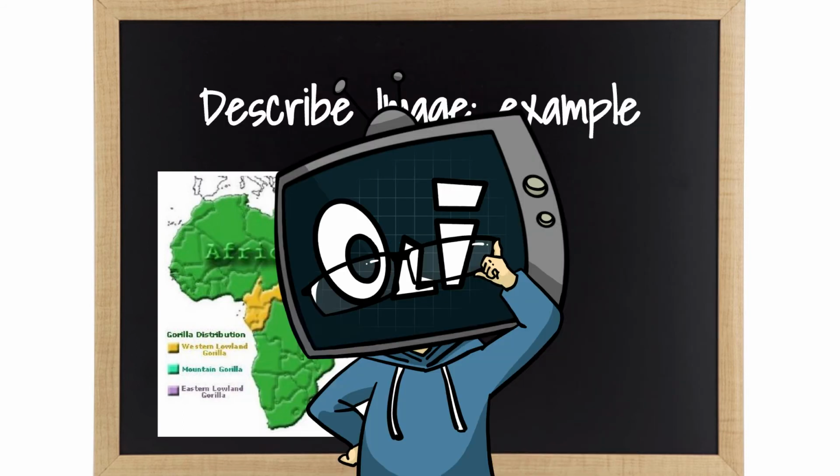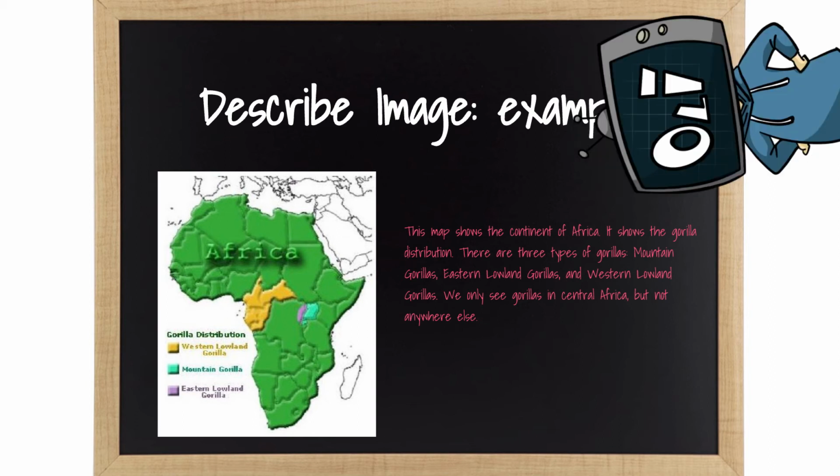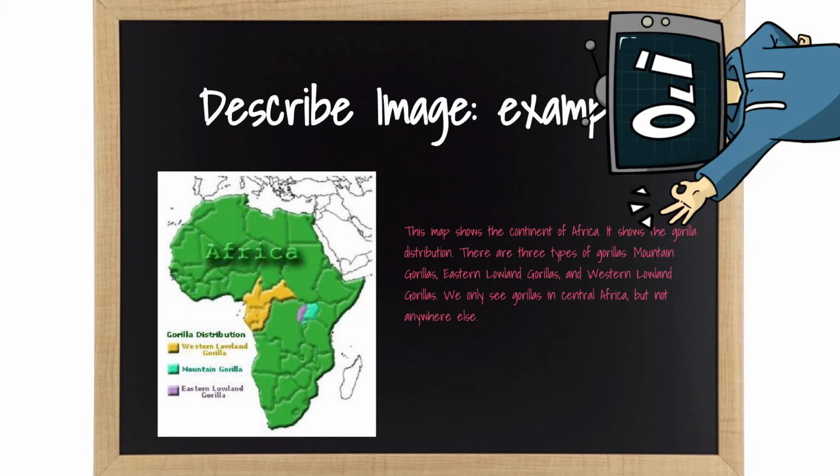Here is another simple answer. This map shows the continent of Africa. It shows the gorilla distribution. There are 3 types of gorillas: mountain gorillas, eastern lowland gorillas, and western lowland gorillas. We only see gorillas in Central Africa, but not anywhere else. And this answer only has 38 words, but it gives you an idea of how simplistic your answer can be. This one covers just enough info.